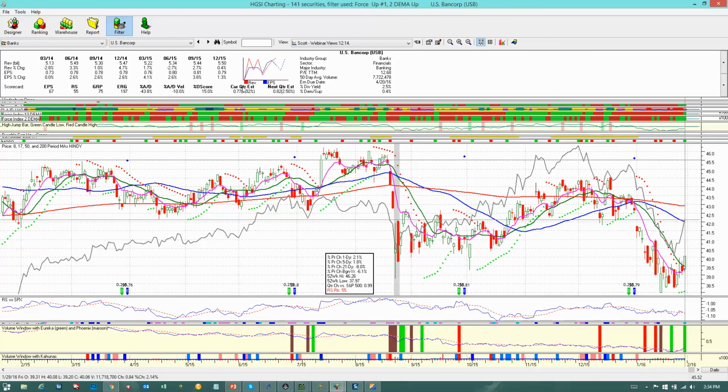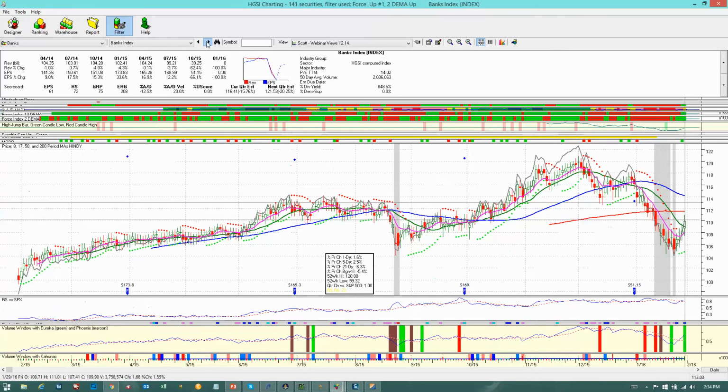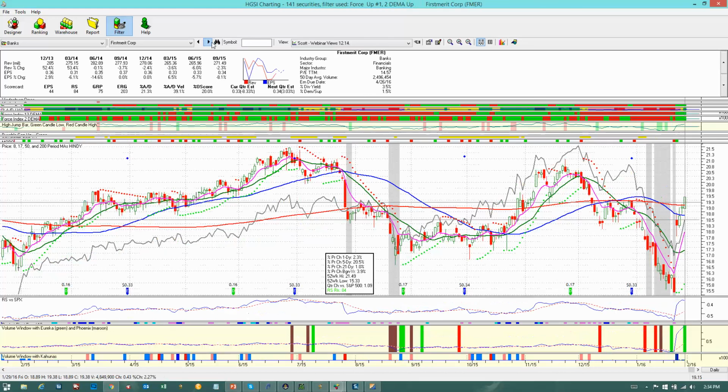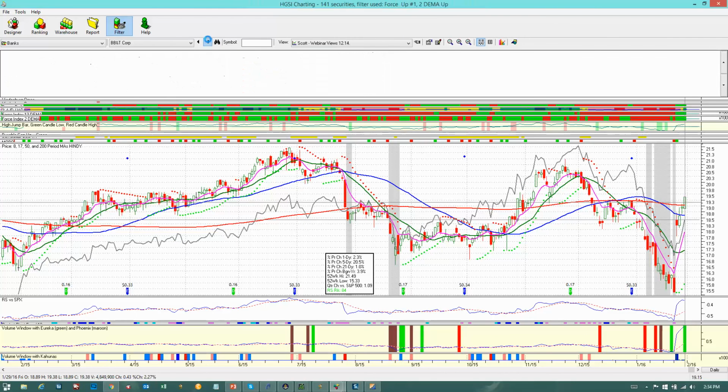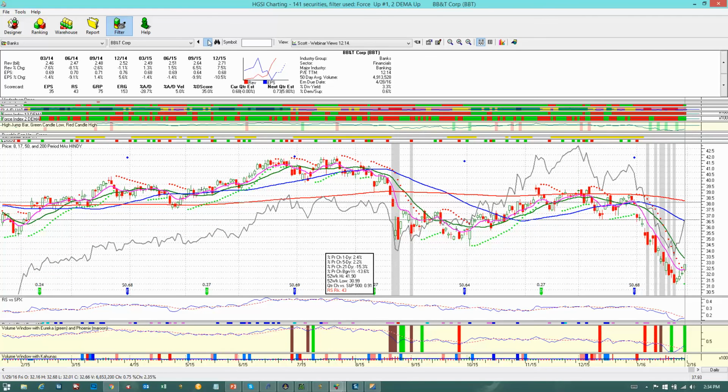Sure it can. Then you hit the index right away, and I don't usually like buying things that are underperforming the index. First Merit looks a little bit better, breaking above the 200 days. Still don't like its earnings. Pays a 3.5% dividend. BB&T.